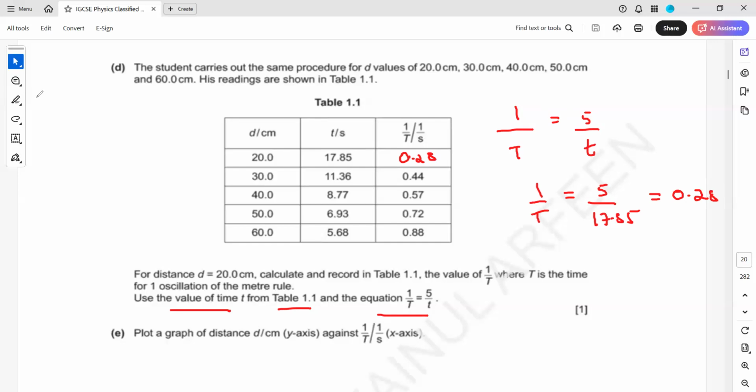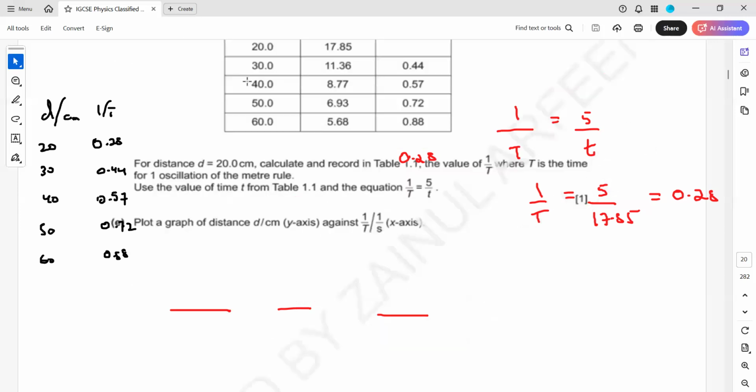So the last one is the reciprocal of the time for one oscillation, not the time for one oscillation. We will see now. Look, the values we have are d and 1 over t: 20, 30, 40, 50, and 60. When you plot any graph, the scale you select is very important. You should cover about 70% of your graph paper. You stretch the axis until you cover about 70%. Like on the next page, you have a graph.